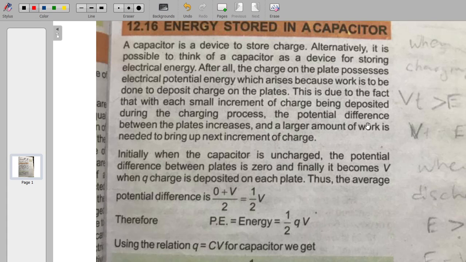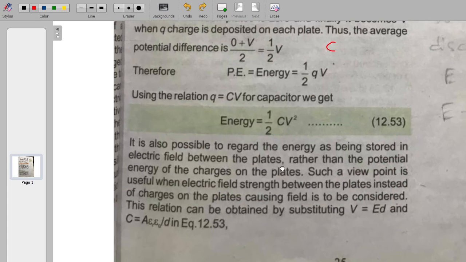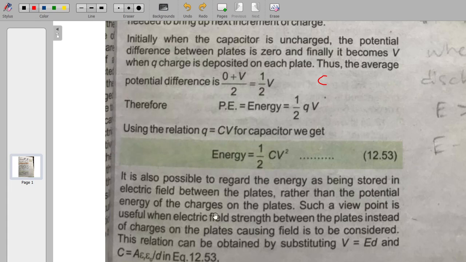So what did we do? We put the value of Q. Q was CV, if you remember. C was Q over V, right? So Q is equal to CV, and we put CV here, and this gives us CV square, and this gives us the energy that a capacitor can hold. And yeah, that's pretty much it.